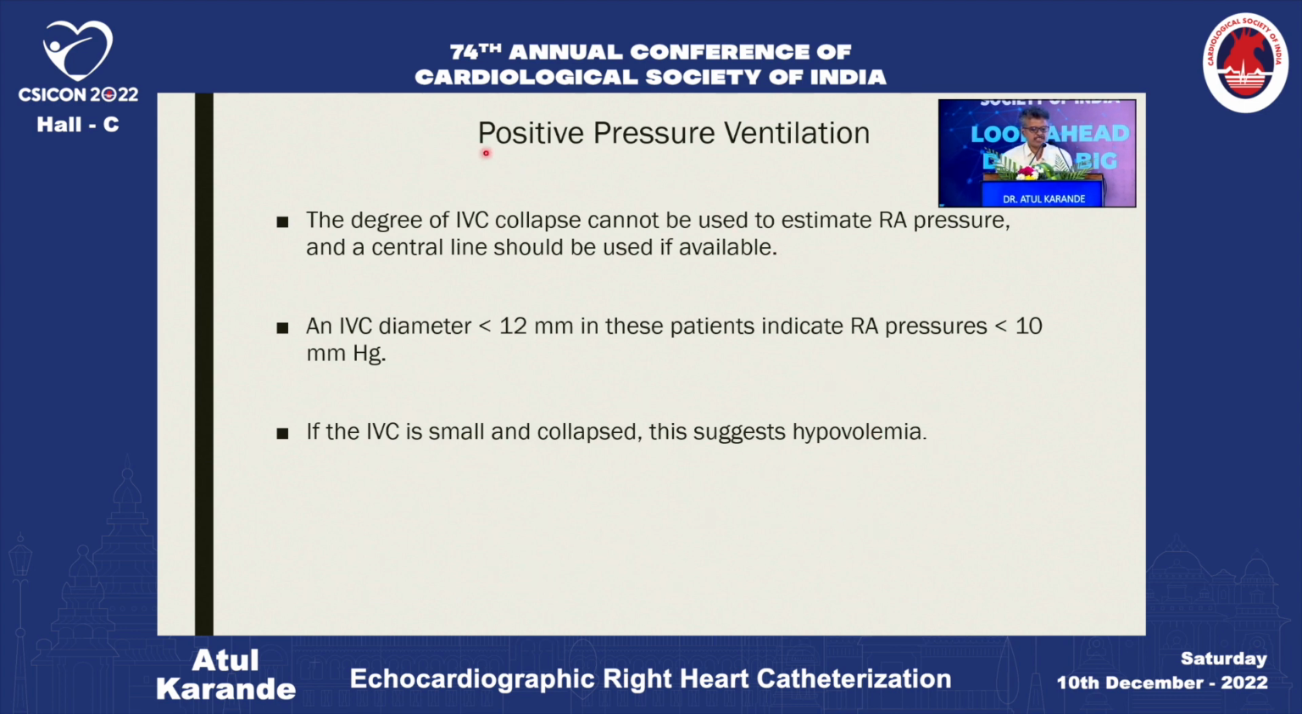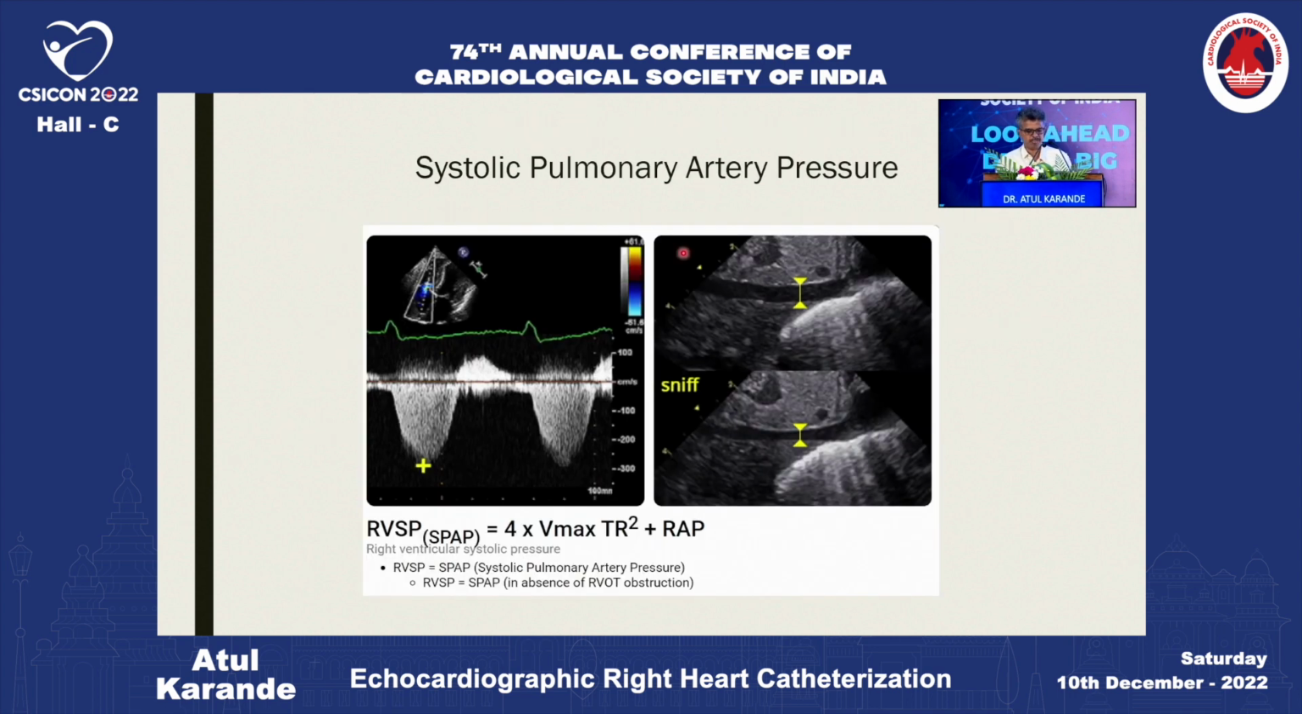Now in patients who are on positive pressure ventilation, the degree of IVC collapse cannot be used to estimate the RA pressure. And here a central line should be used, if available, to measure the RA pressure. But even in these patients, if IVC diameter is less than 12 mm, it indicates that the RA pressure is less than 10 mm of mercury. And if IVC is small and collapsed, this suggests hypovolemia even in the patients who are on positive pressure ventilation.